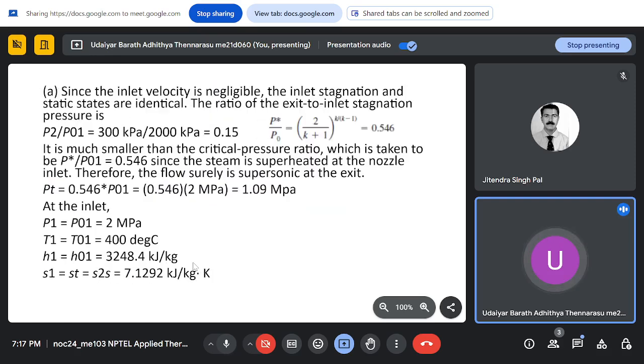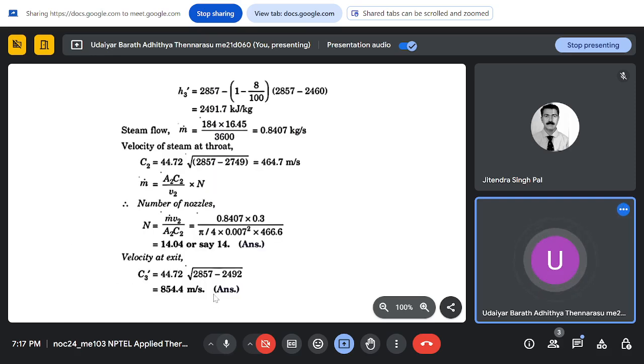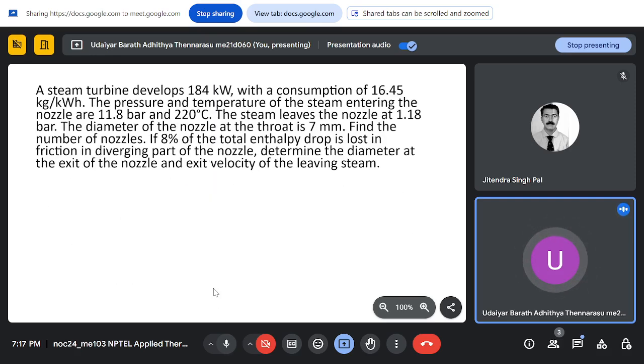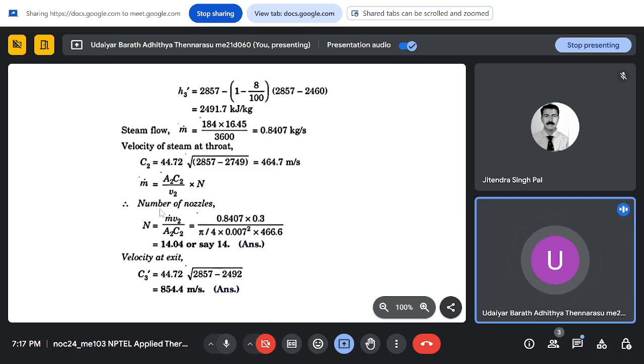I think the slide is missing, so I will give you how to solve this. So we know the velocity at exit, we need to find out the diameter of the exit. So that is nothing but you have to find out the area basically. So the same expression will be used. So m dot into v2 by a2 into velocity into n. So from this we can find out the area.